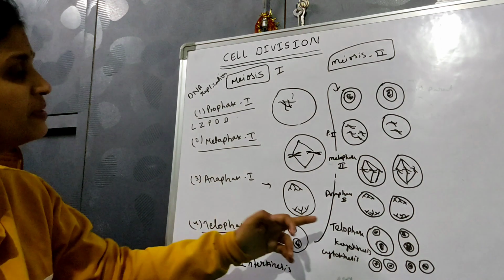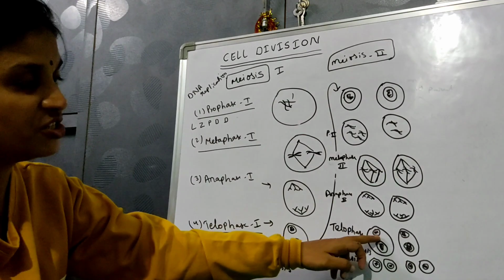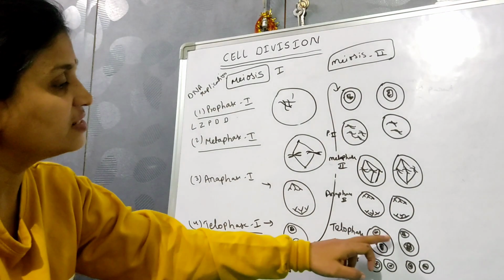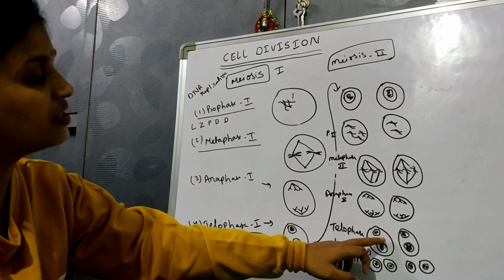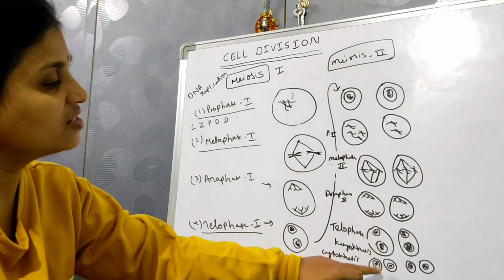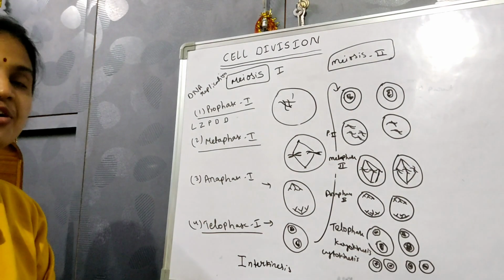Then what happens after that? Cytokinesis takes place. The cell plate formation takes place, which results in the formation of the middle lamella that divides the cell into two. So here two cells are there, no? From one cell to another cell, two. Total 4 haploid cells are formed after meiosis 2.